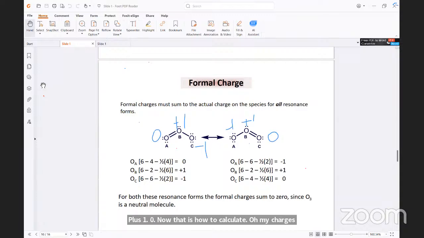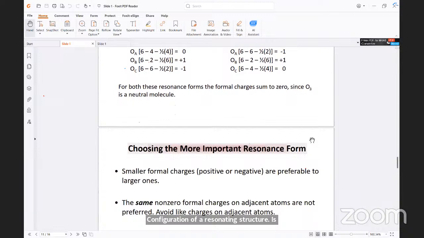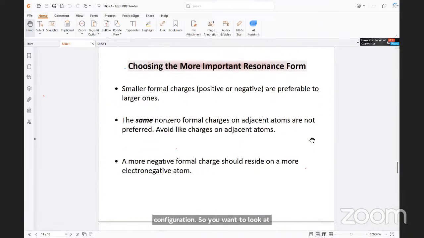Now, in calculating formal charges, there is something important that we want to use it to achieve. And what do we want to use it to achieve? We want to use it to determine which configuration of a resonating structure is the stable configuration. So you want to look at choosing the more important resonance form. Which one is more important? Now, the following are the rules.